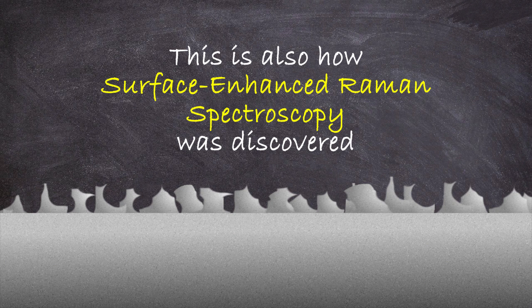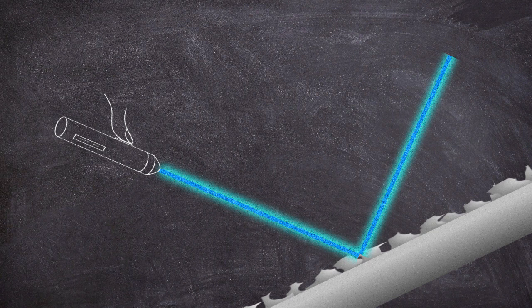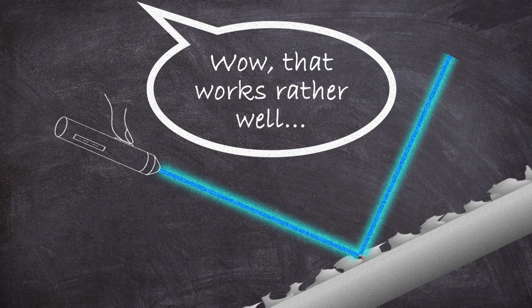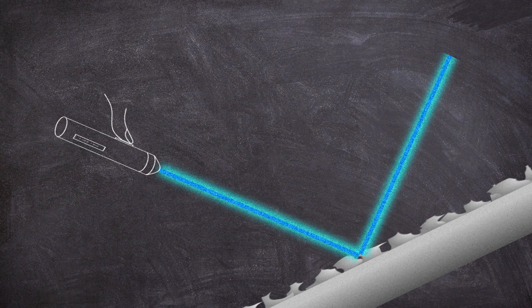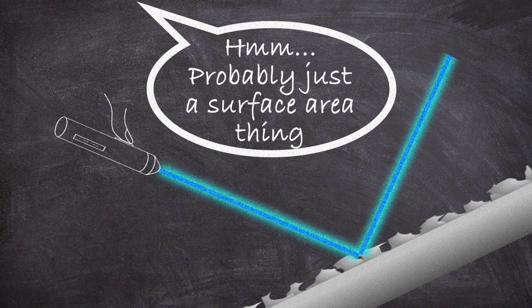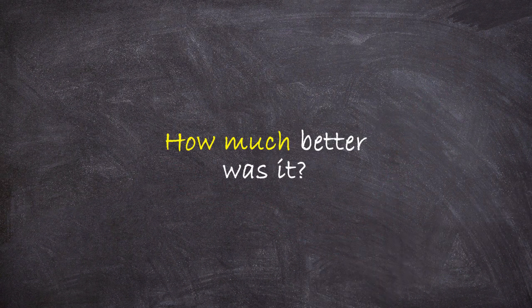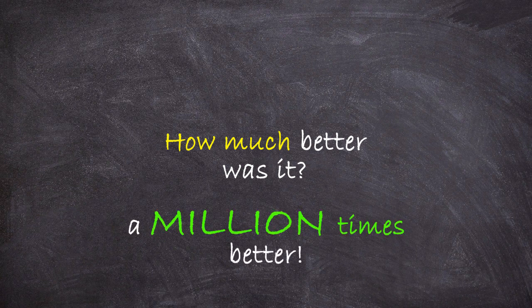This, by the way, is actually how surface-enhanced Raman spectroscopy was discovered. In 1974, Martin Fleischmann and colleagues basically just noticed that if you did Raman spectroscopy on a rough silver substrate, it worked way better. Originally, they attributed this to just the fact that when you have a jagged surface, there's more surface area of the silver exposed. And it was a reasonable conclusion, except how much was the Raman spectroscopy improved? Was it twice as good? 5 times better? 10 times better? No, it was 1,000,000 times better.